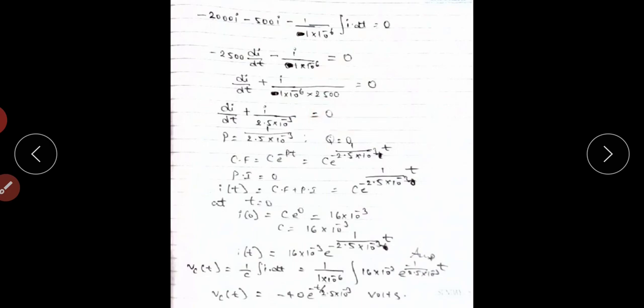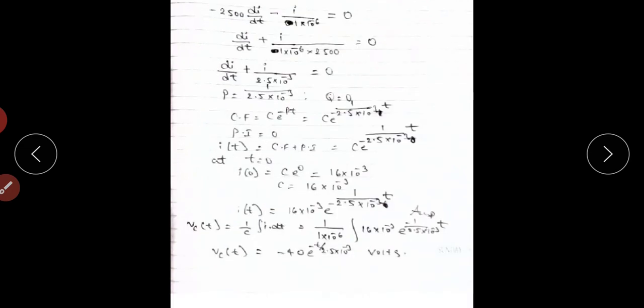Next, the standard differential equation dI by dt plus P into I equals Q. Here the Q value equals 0 and the P value is 1 by 2.5 into 10 to the power of minus 3. Next, the complementary function CF equals C into e power minus Pt, so C into e power minus 1 by 2.5 into 10 to the power of minus 3 into t. The PI value: here Q is 0, so the PI automatically equals 0. Next, the current expression I of t equals CF plus PI.